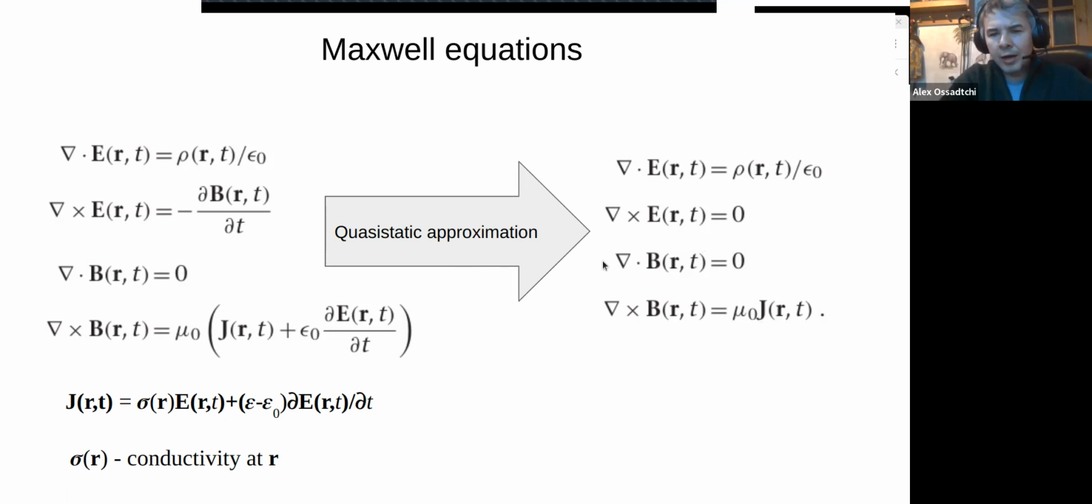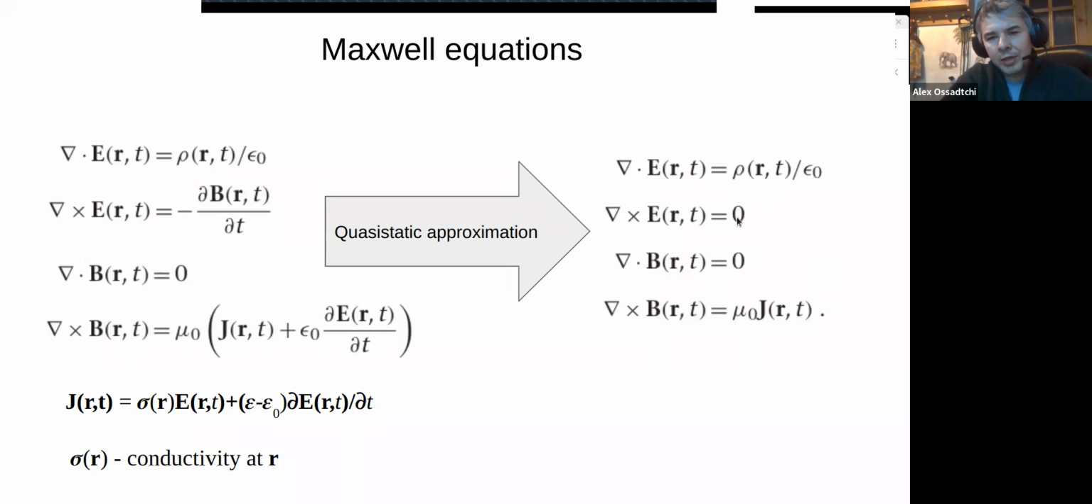Okay, and this quasi-static approximation is even simpler. All we have is that the divergence of the electric field is simply the density of your charges, and the rotor of E is zero, meaning that this vector field is curl free, and the rotor of B is simply the current. So this is the simple Ampere's rule basically, but in the differential form, right? So the current produces magnetic field. Yeah, that's it.